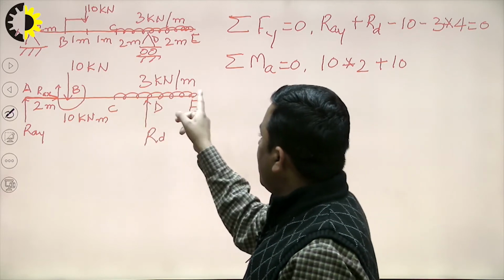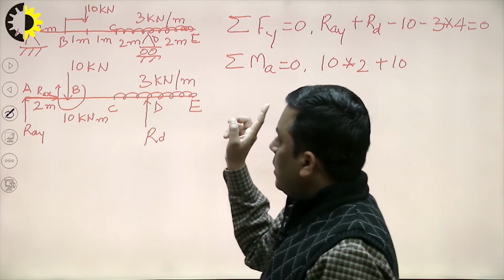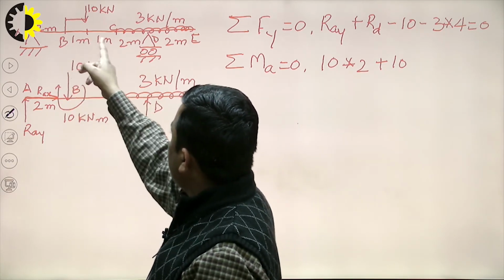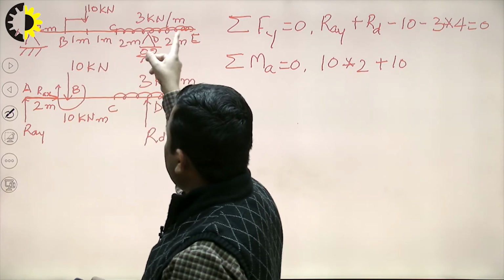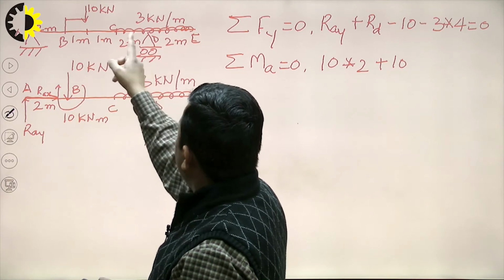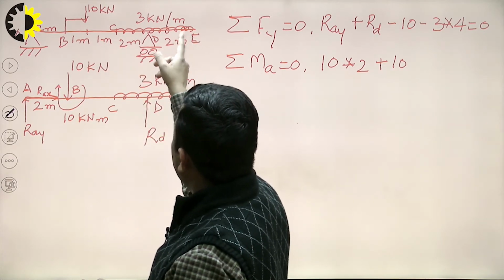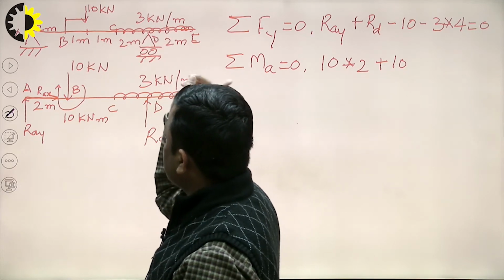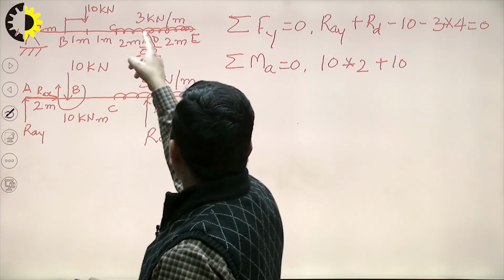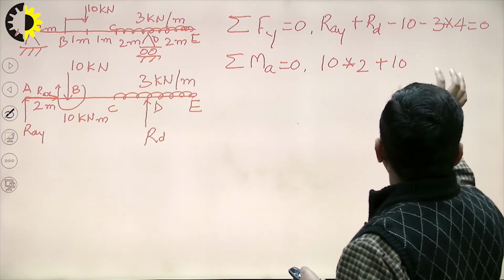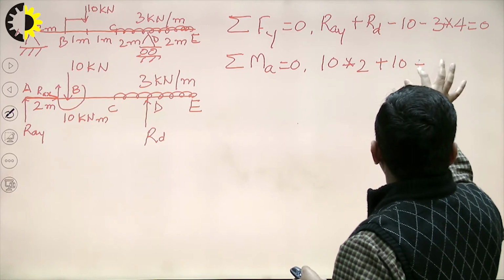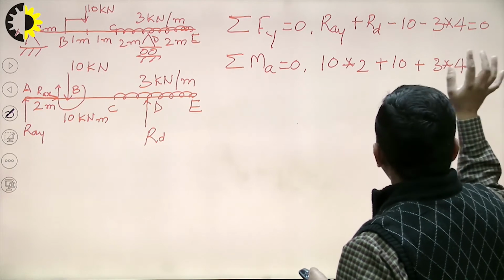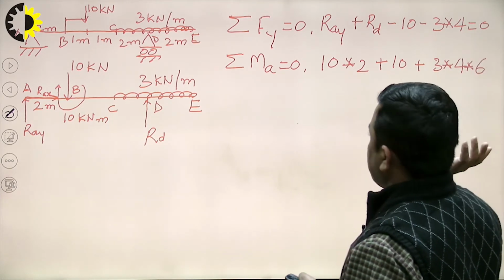Now I am coming to the UDL. So 3 into 4 is the UDL, and the distance of this UDL from point A will be 2 plus 1, 3 plus 1, 4. This UDL will be effective at the midpoint of its spread. It is spread over 4 meters, so obviously 4 by 2. It means in the middle of the UDL it will be effective. So the total distance will be how much? 4 plus 4 by 2 for this UDL from point A. So what can I write? 3 into 4 into (4 plus 4 by 2), which I am directly writing as 6.